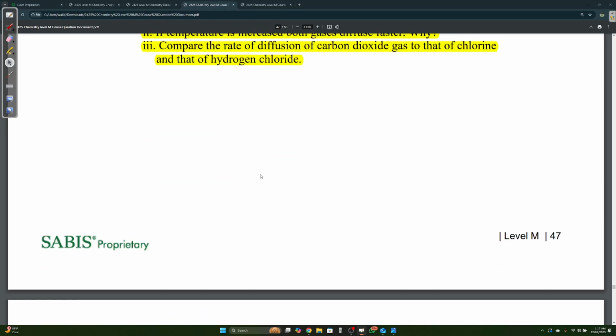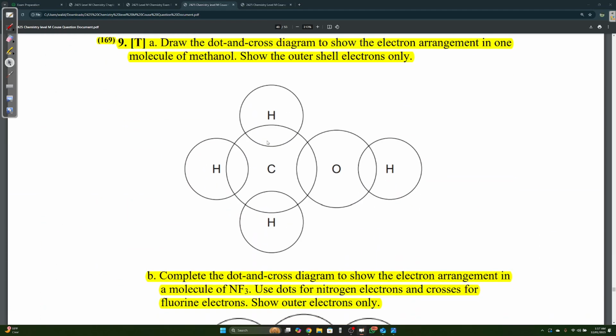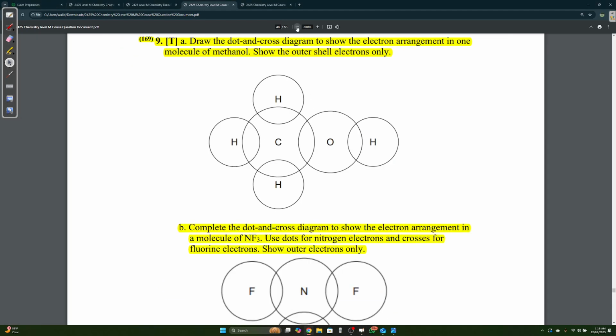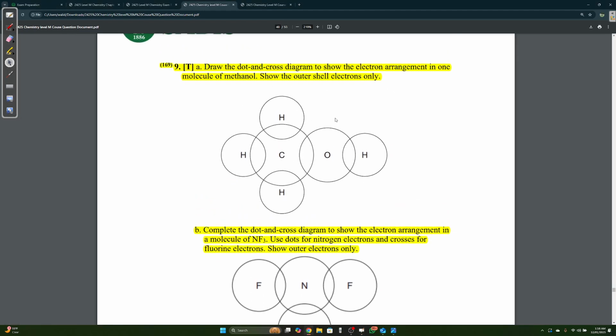Okay, last question. 9. Draw the dot cross diagram to show the electron arrangement in one molecule of methanol. Show the outer shell electrons only. So they give you this and tell you to draw the dot cross. This is pretty easy when they draw the structure for you.